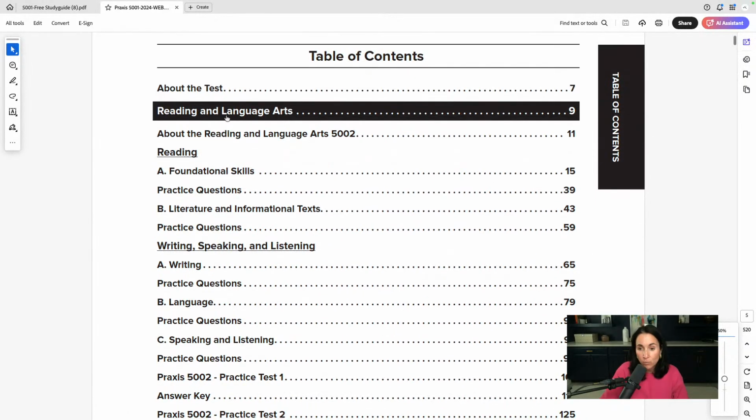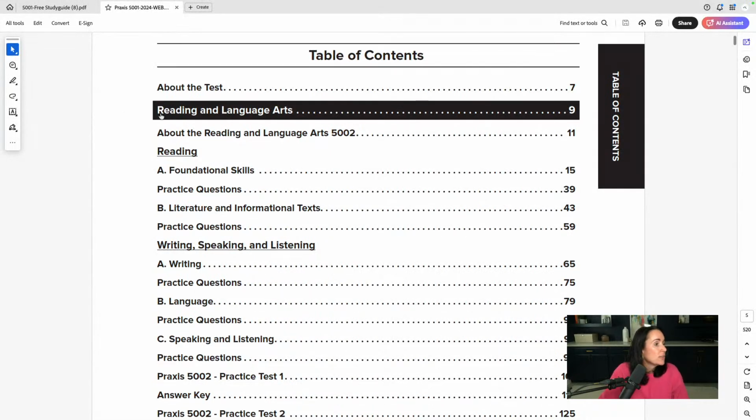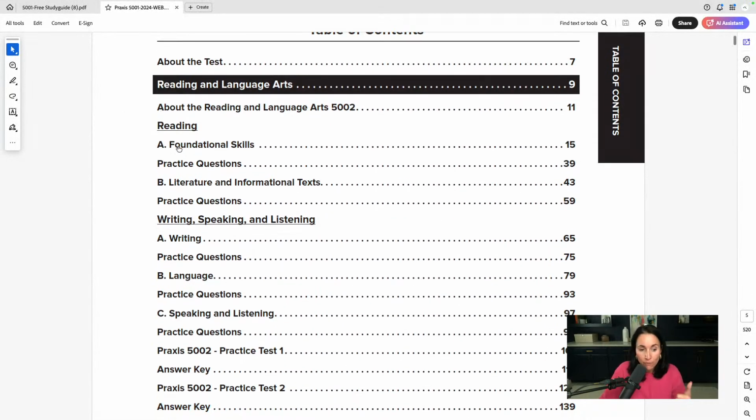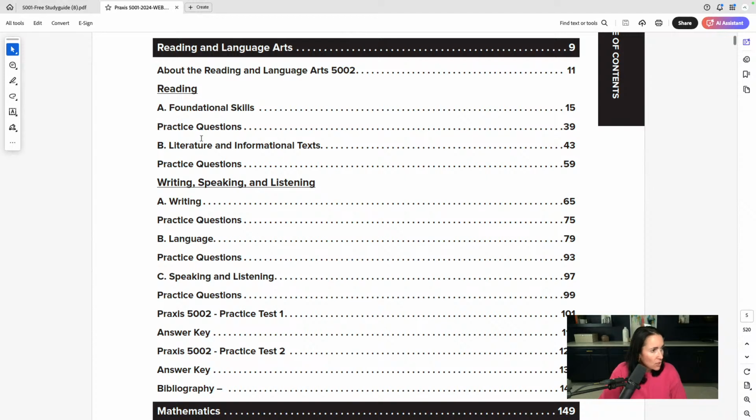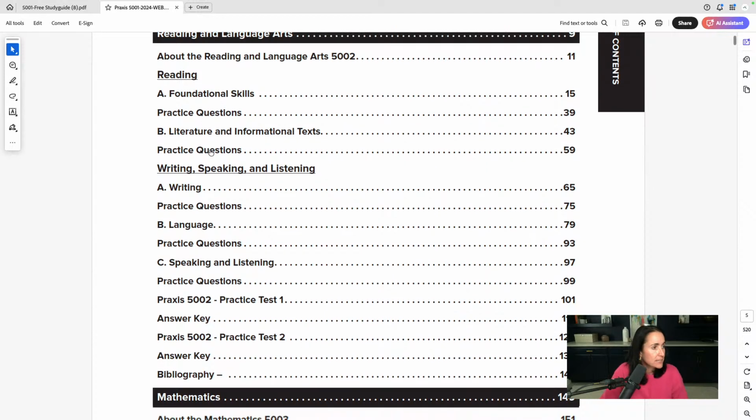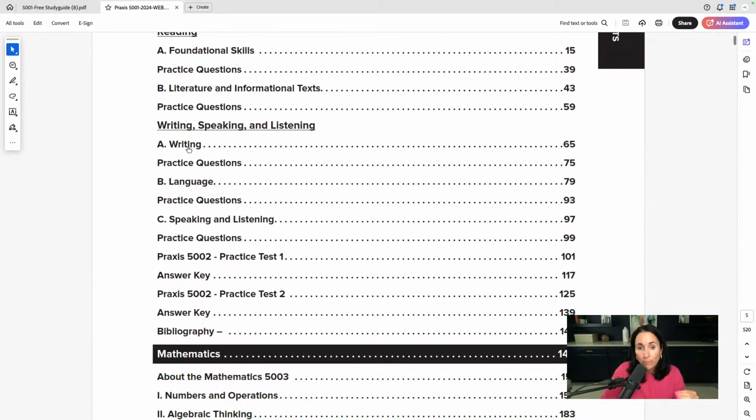Okay, subtest 1 is language arts and reading. This is 5002. Okay. This has got foundational skills, phonemic and phonological awareness, phonics, fluency, all of that, right? It's also going to talk about literature and informational text. Then you're going to get into writing, the process of writing, all the way up to like creative writing with students. And then, of course, speaking and listening.